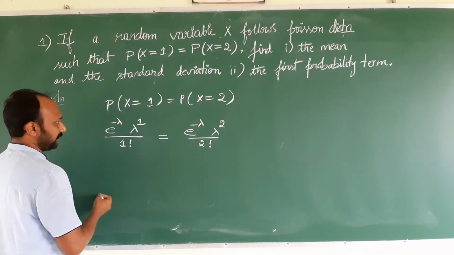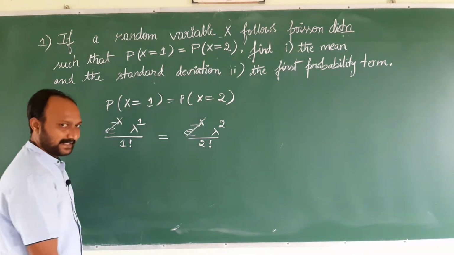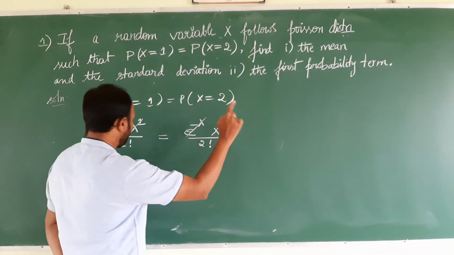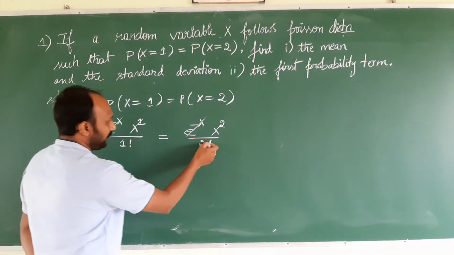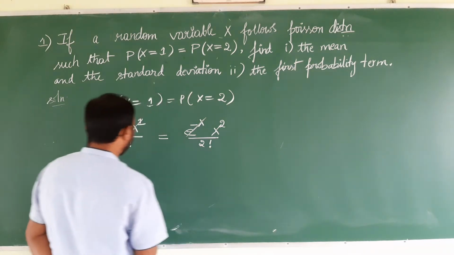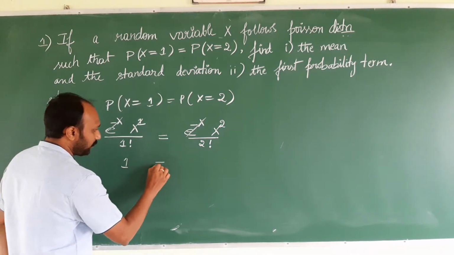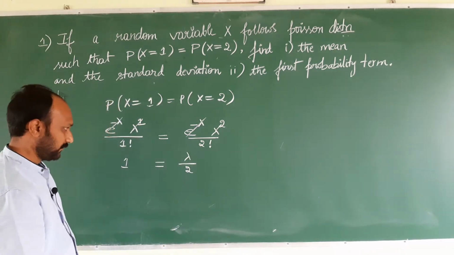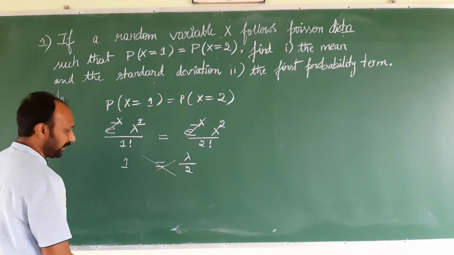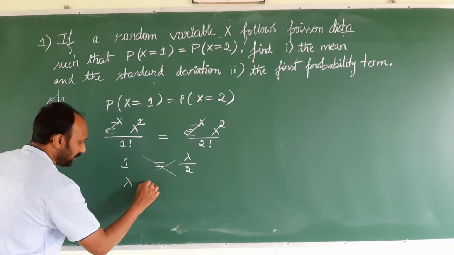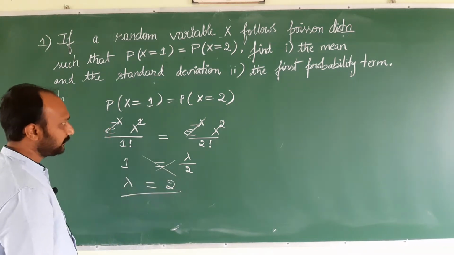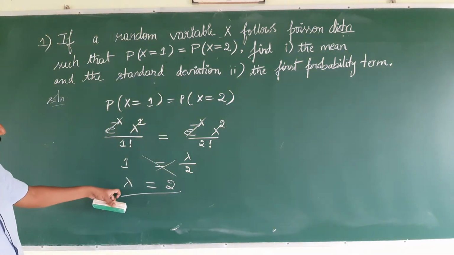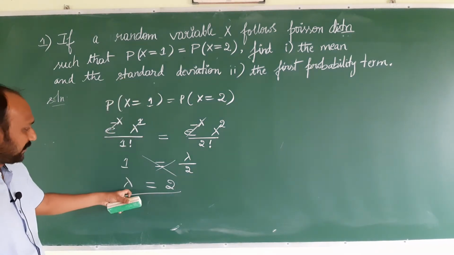Now let us try to simplify this. e power minus lambda and e power minus lambda get cancelled. Here 1 lambda and here also 1 lambda get cancelled. So we are left with only lambda, and here 1 factorial divided by 2 factorial. We are left with 1 is equivalent to lambda by 2. If you cross multiply, lambda is equal to 2. So by working in such a fashion, we came to know the parameter lambda value for this particular problem. So, lambda is 2.